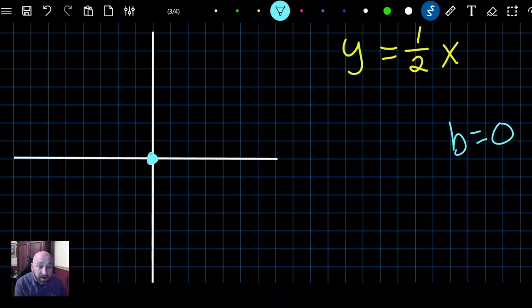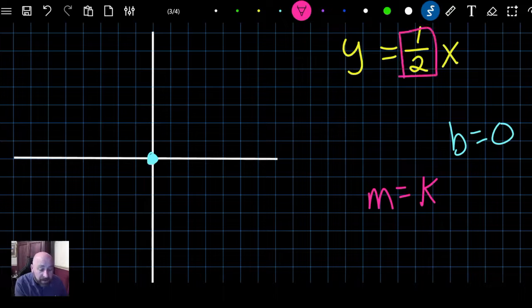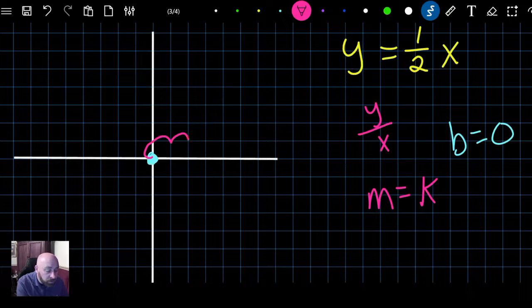Then all you have to do is come over here to the slope. Remember the slope, the m equals our k, that's our constant right there. So in this case, our constant is going to be 1/2. So we would come over here and we would go up, because our slope is always y over x. So we go up 1, and we're going to go over 2, 1, 2, and there's our point right there.